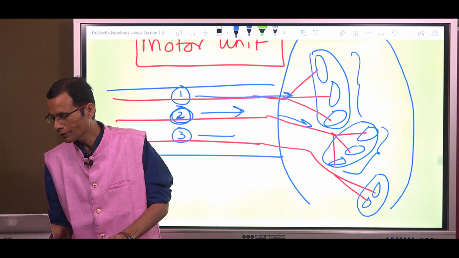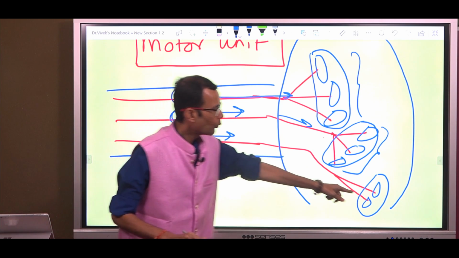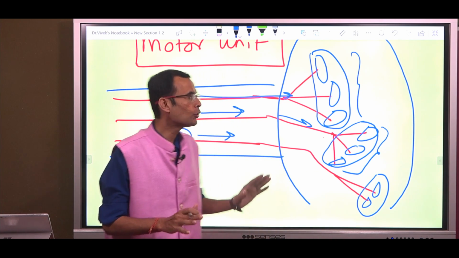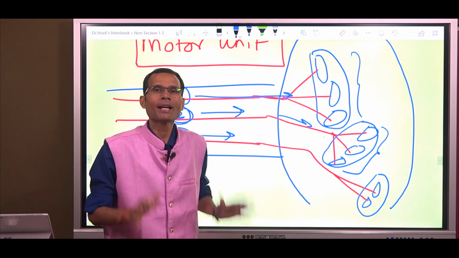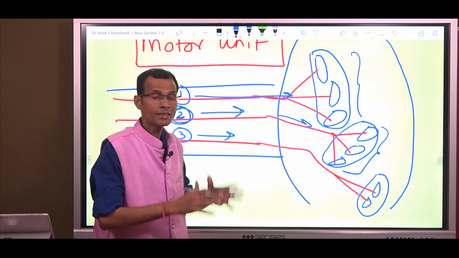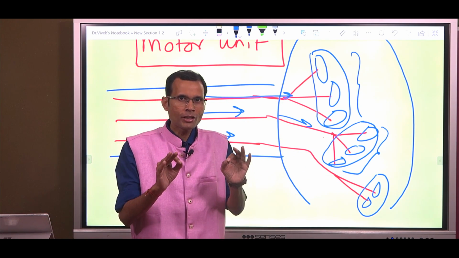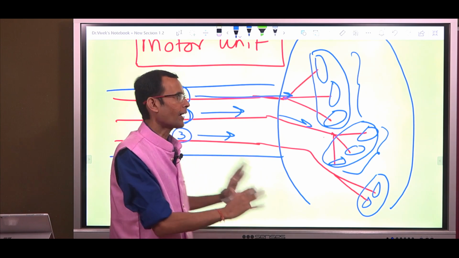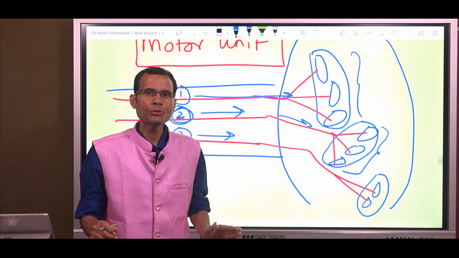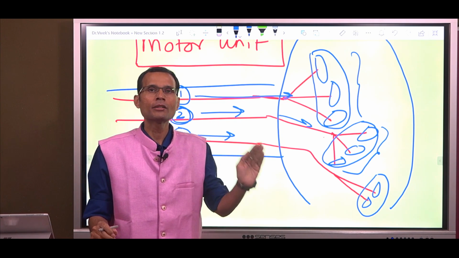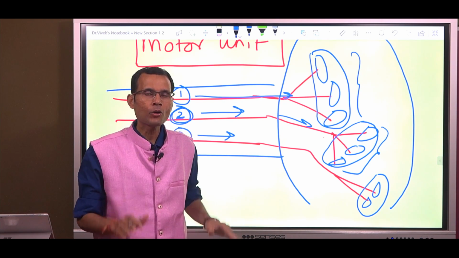We want the strongest possible contraction for that particular muscle. Then even motor unit number 3 will start firing. This axon number 3 will excite these 2 muscle fibers. So all the 8 muscle fibers in this muscle will start contracting. That will be the maximum possible muscle contraction, maximum strength of contraction for this particular muscle. Now coming to the fact of the matter, a motor unit obeys all or none law, but the entire muscle does not obey all or none law.